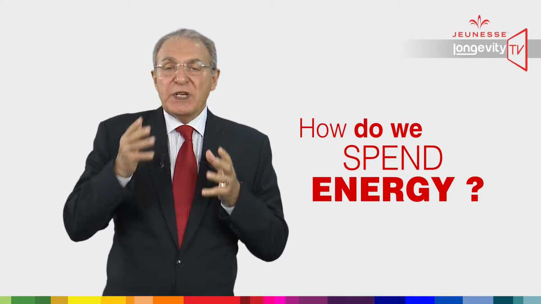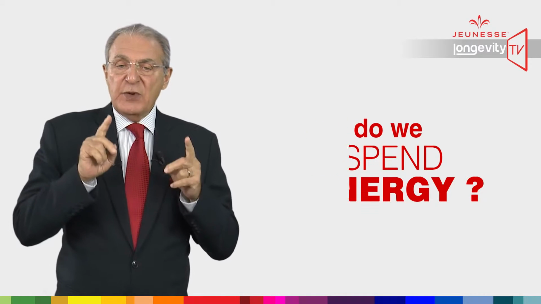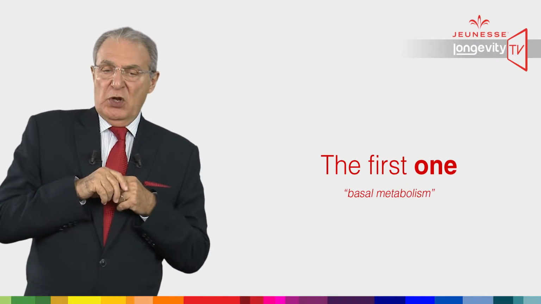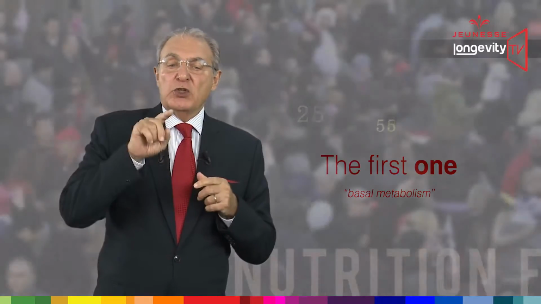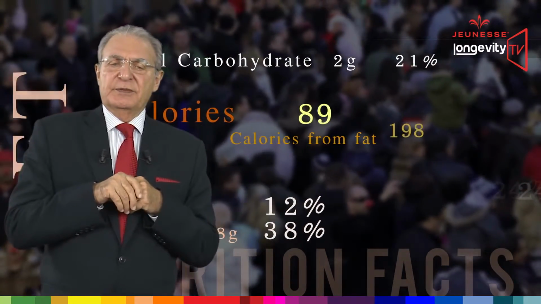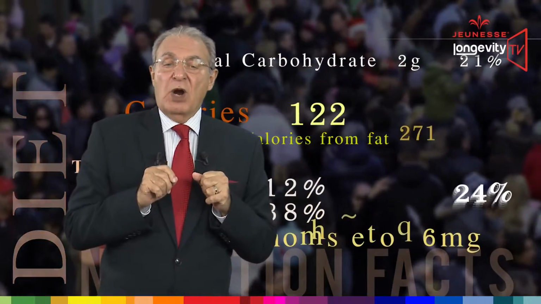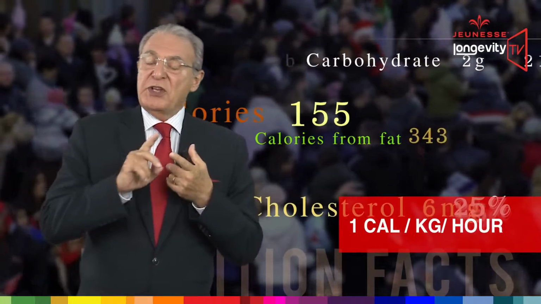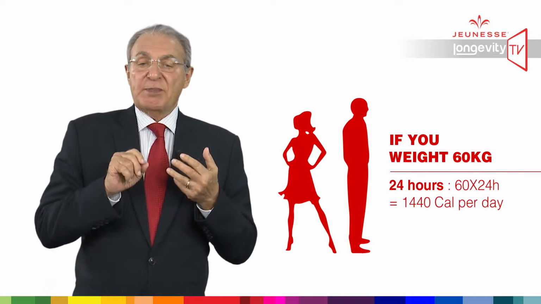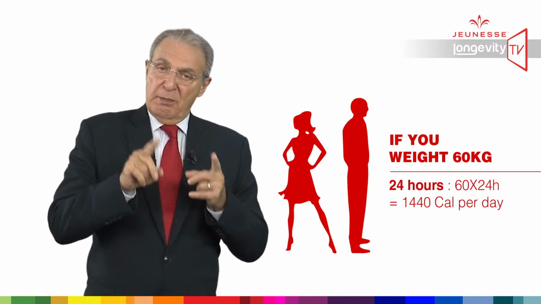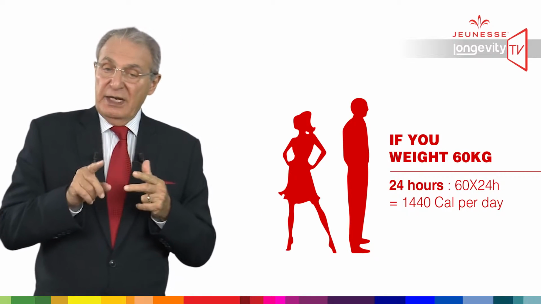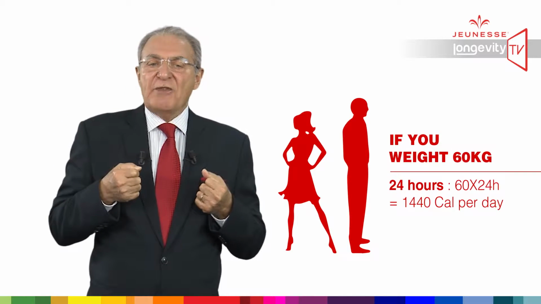Now, how do we spend energy? There are 3 ways to spend energy. The first one is what we call basal metabolism, which is the necessary energy required to get our body working and all our millions of chemical reactions working properly. This requires approximately 1 calorie per kilo per hour. So if you weigh 60 kilos, you will spend in 24 hours 60 multiplied by 24 equals 1,440 calories per day. And this is good news because you have no control over that.